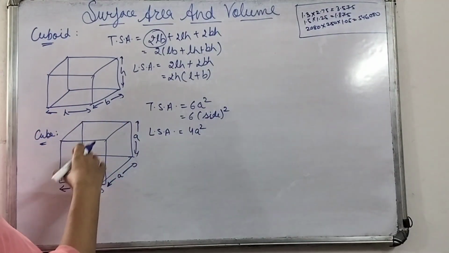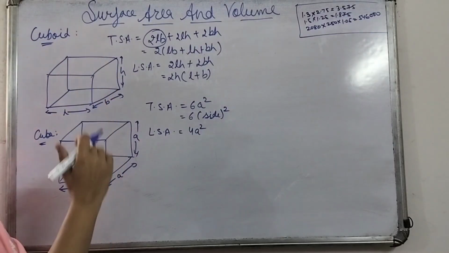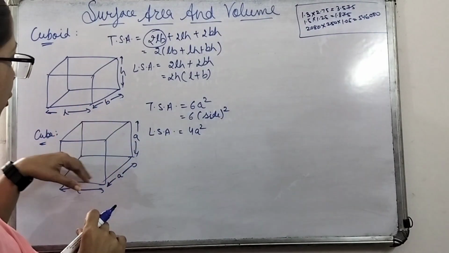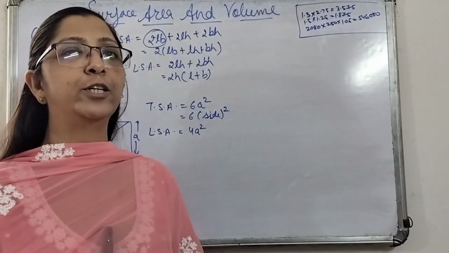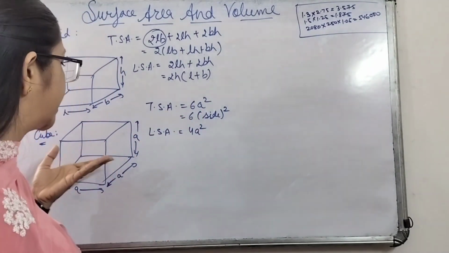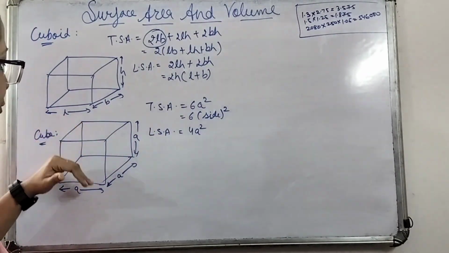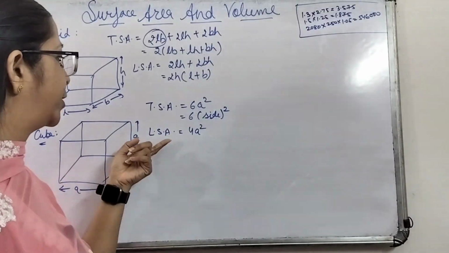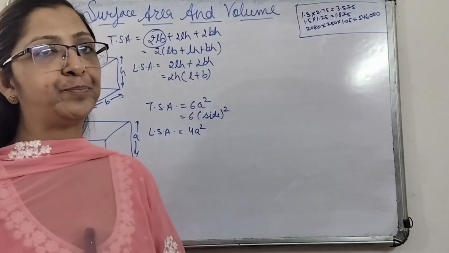Similarly, the cube is a special case of the cuboid, where L is equal to B is equal to H. Suppose it is A. When we consider all the 6 faces, the total surface area will be 6 A square, if A is the side. And the lateral surface area, when we do not consider the topmost and the bottommost face, is the area of 4 faces, that is 4 A square.